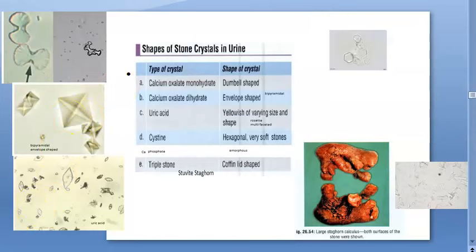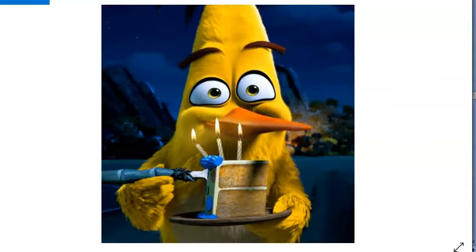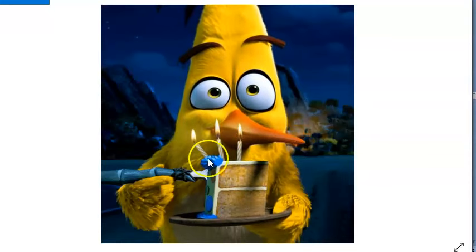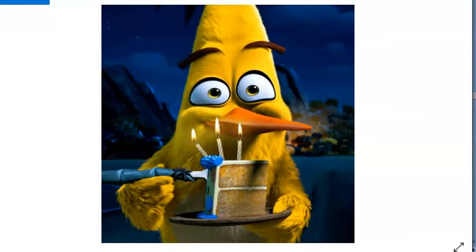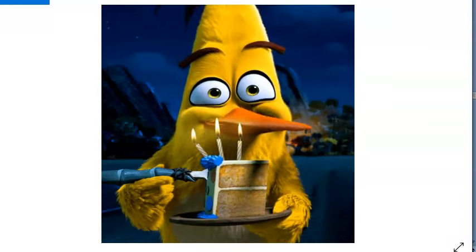Envelope shaped or bipyramidal. Now you are feeling like too much is happening, no guys? Yeah, too much. Anyways, take a break and think, what are we looking at? Renal stones. Very good. What are we looking at now? The types of stones. Yes, types we have finished.